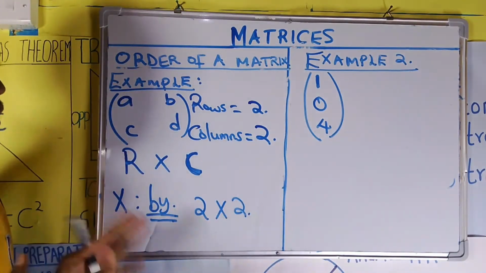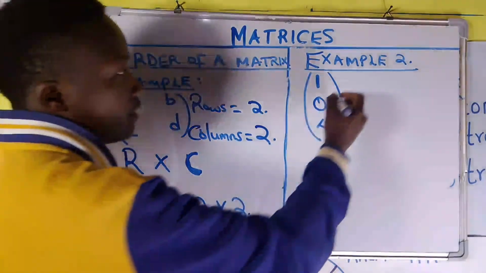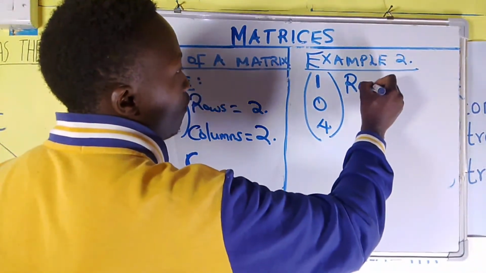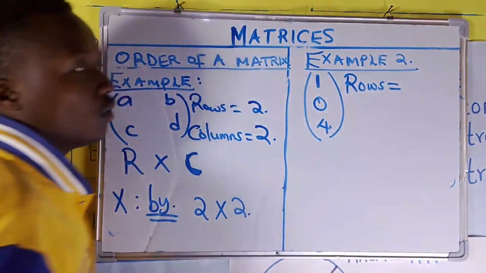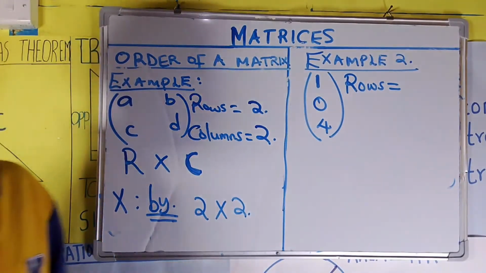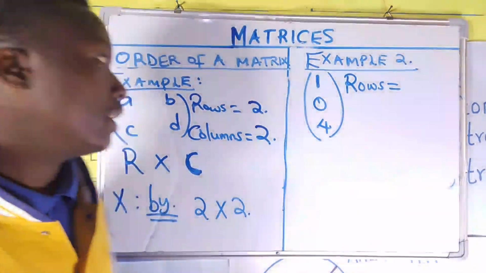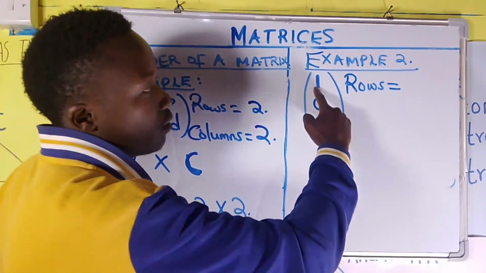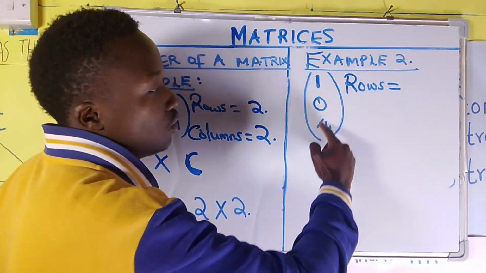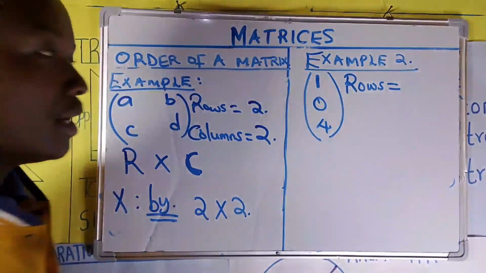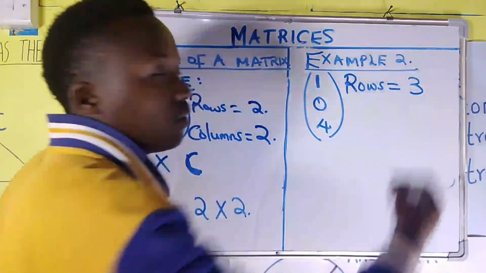So for us to find the order of this matrix, we said first we must check out the number of rows that we have. Rows are arranged horizontally. So we have 1, 2, 3. So how many rows do we have? We have 3 rows in this case.